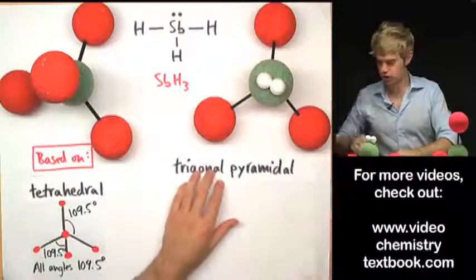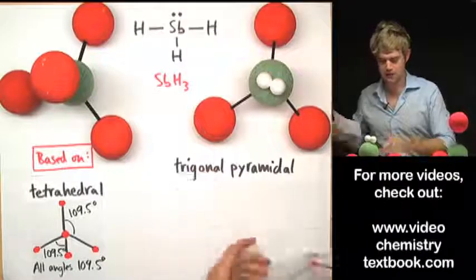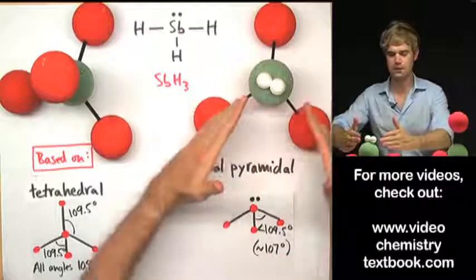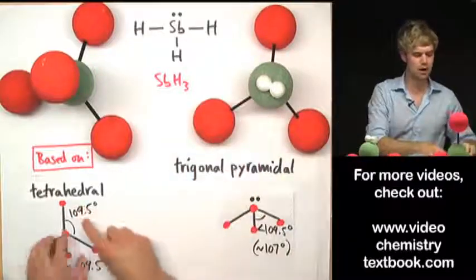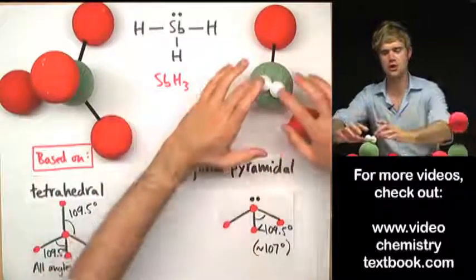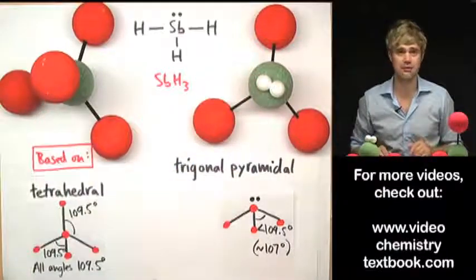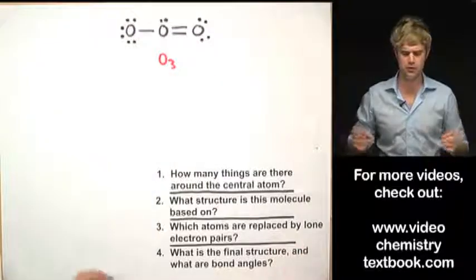This is the trigonal pyramidal shape, and it's going to be an angle of 107 between these bonds, a little bit smaller than the 109.5 of the tetrahedral, because this lone electron pair pushes these atoms a little bit harder than an atom would. O3, which is ozone.